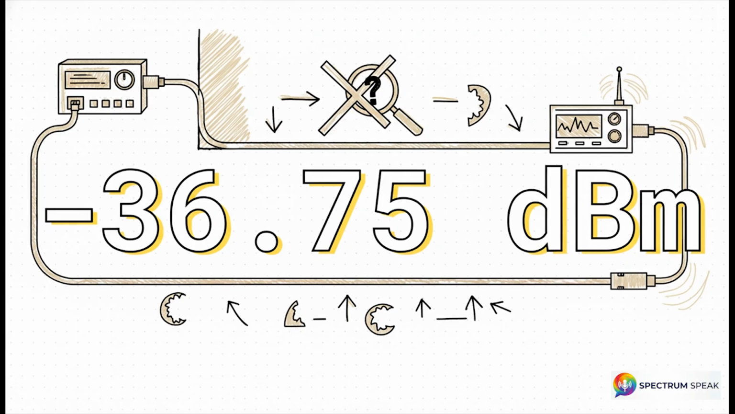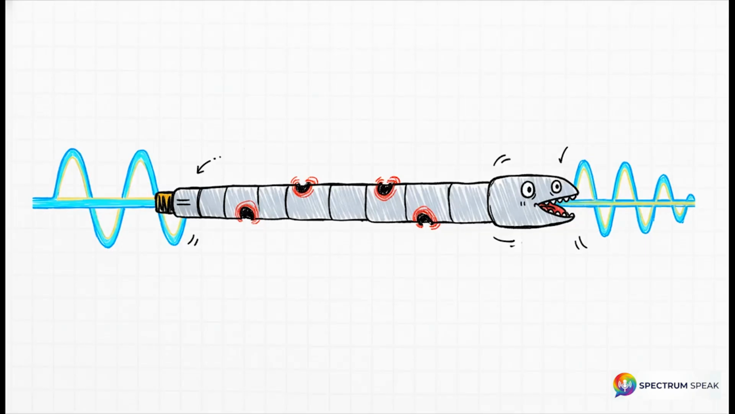Mystery solved. The missing power wasn't magic. It was just predictable, physical attenuation eaten by the cable along its journey. So here's the main takeaway. The next time you're in the lab stringing some cable together, just remember, that cable isn't just a perfect wire. It is an active component in your circuit, and it has a quantifiable appetite for your signal. So always, always account for that loss.